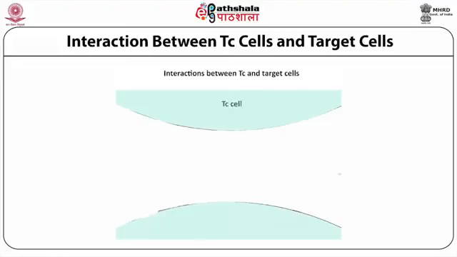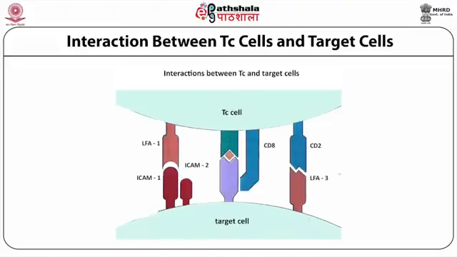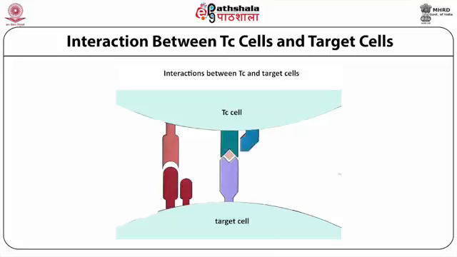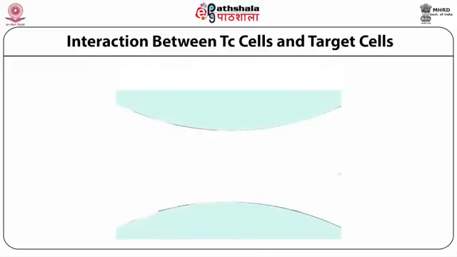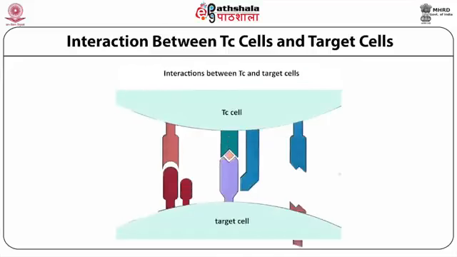Let us look at the interaction between Tc cells and target cells. Tc cells have a very complex interaction with the target cells. It involves multiple linkages which firm up the binding between the two cells. This action is called antibody independent cell mediated cytotoxicity.